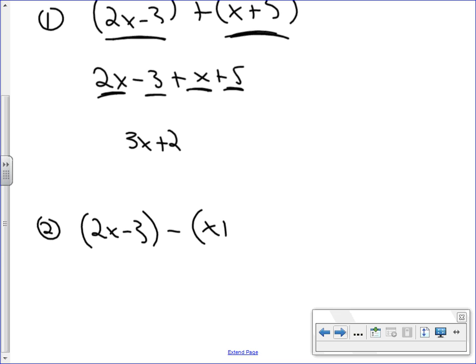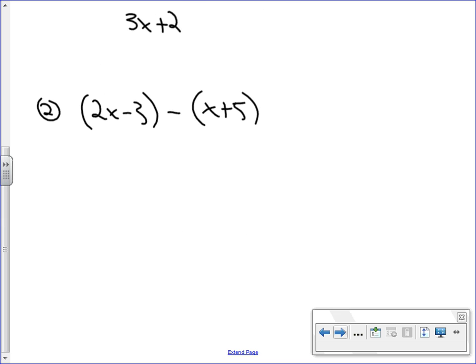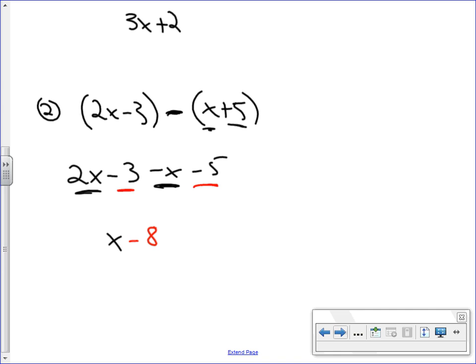Okay, question number 2. Once again, I have two binomials, but this time I'm not adding them, I am subtracting them. This time when you get rid of the parentheses, you have to pay attention to this minus and how you deal with it. The first binomial stays the same, 2x minus 3, but we're going to minus x, and we're also going to minus 5, so you have to make sure you keep up with that sign. 2x minus x is x. Minus 3 minus 5 is minus 8. And our final answer is x minus 8.